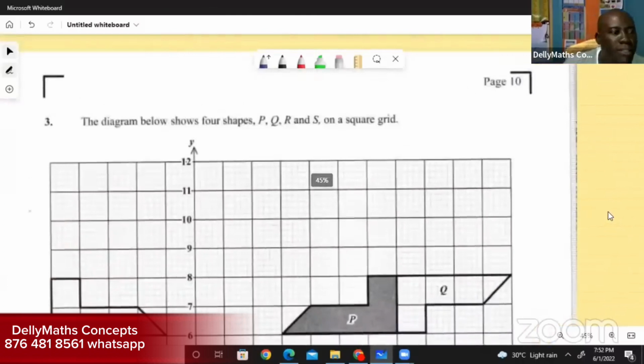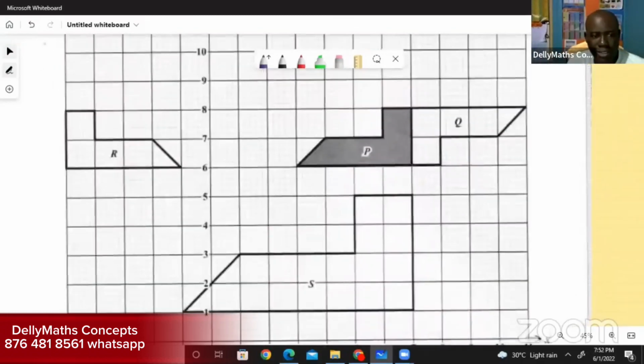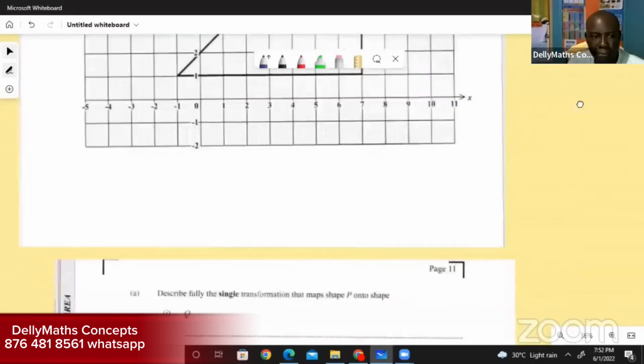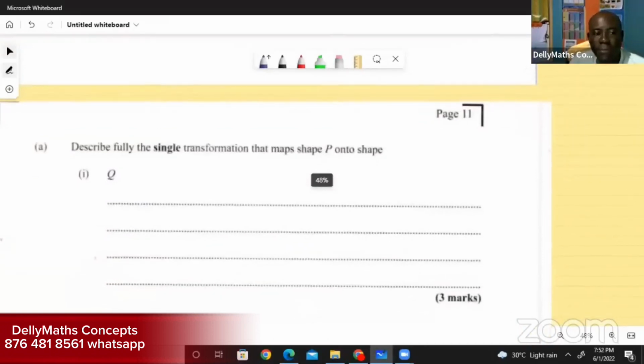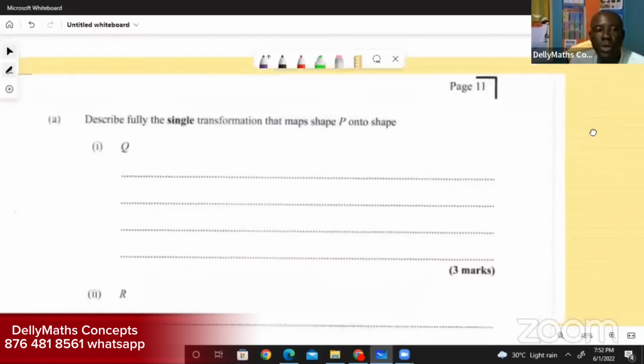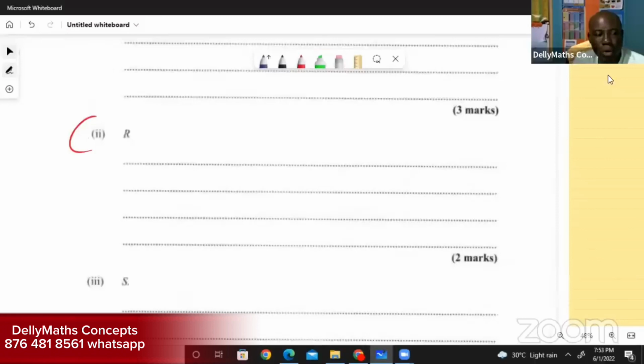Here is the question. The question reads, the diagram below shows 4 shapes P, Q, R, and S on a square grid. All right, so we're on a square grid. More importantly, the question says, describe fully the single transformation that maps P onto all of what we're going to be looking at. So we want to know what transformation maps P onto Q, what maps P onto R, and lastly, what maps P onto S. We definitely want to know that.